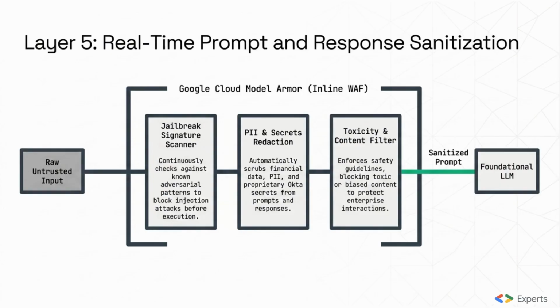One of the most unique security layers for AI systems is prompt protection. Every incoming prompt should pass through Google Cloud Model Armor. The first stage detects jailbreak attempts. The second removes personally identifiable information and sensitive enterprise secrets. The third filters unsafe or toxic content.